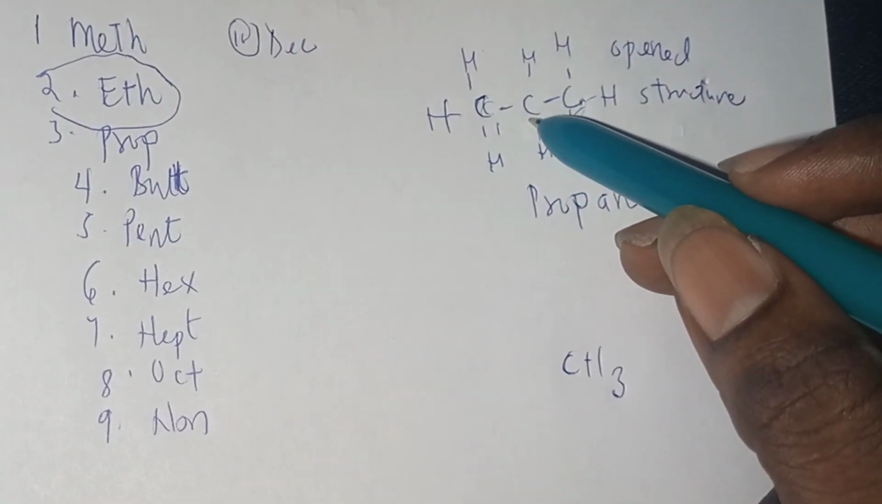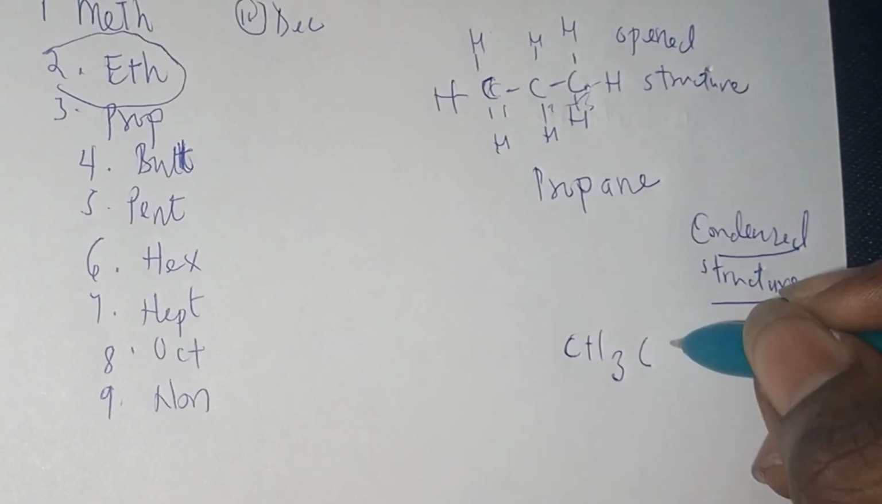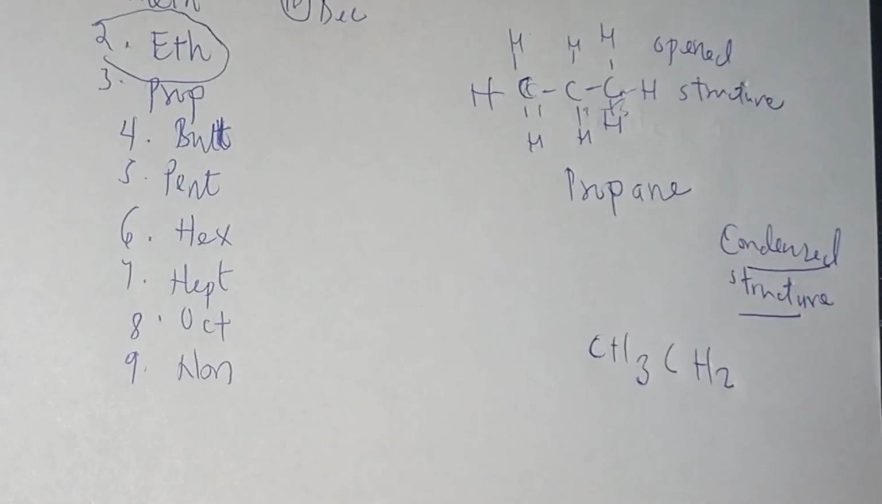Then they move to the next carbon. This carbon too is having two hydrogens, so that's CH2. This is another unit.